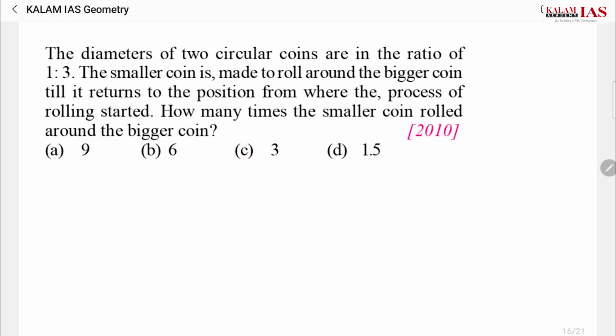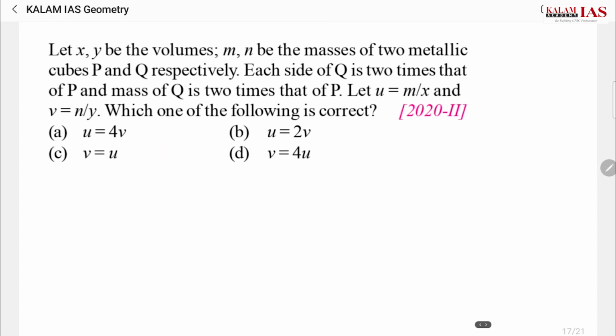Moving on to the next question. Solve this question, you have another 1.5 minutes, and then we'll discuss it.